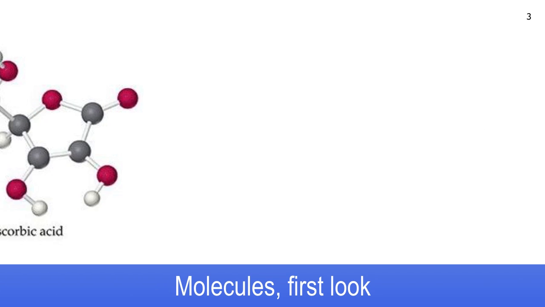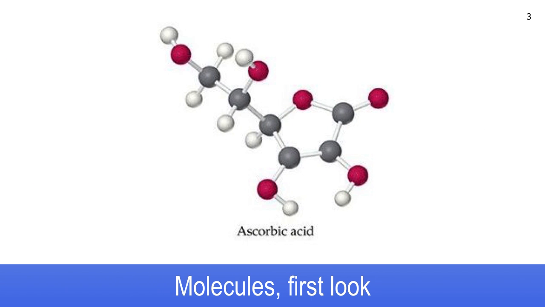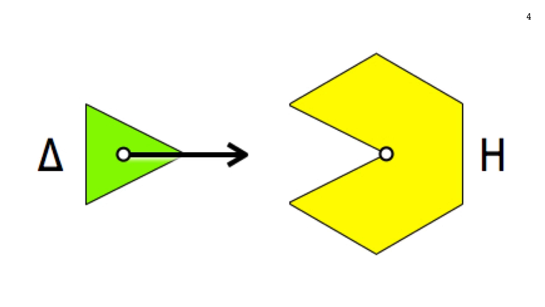Here's another molecule, ascorbic acid, vitamin C. This one's even bigger than that other one. And we're going to talk about this problem right now. So take some notes if you got tripped up on that one. I know some of you were asking about it. It's the interaction between a green triangular molecule and a yellow Pac-Man-shaped molecule called H. And they interact together.